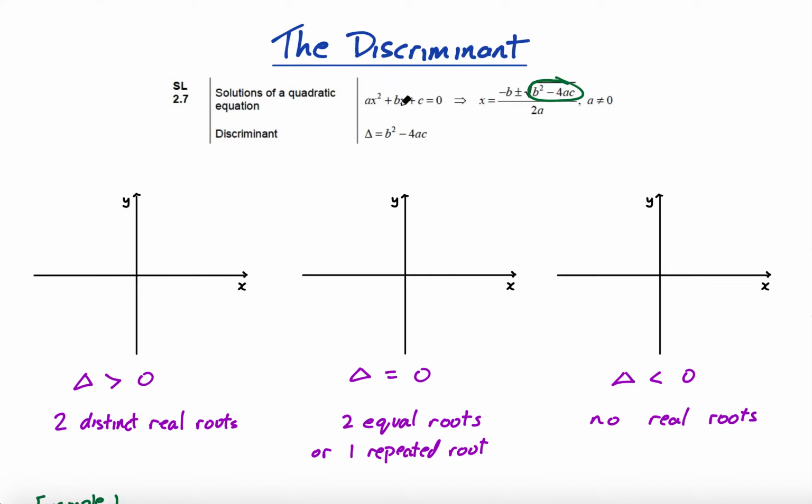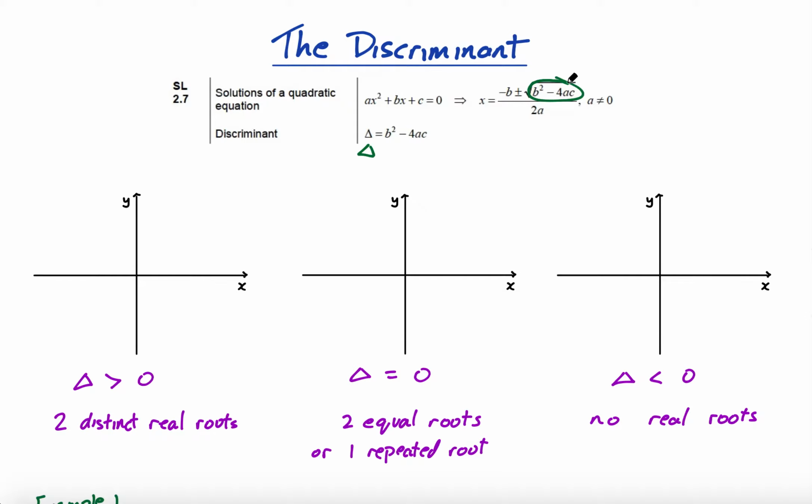And it is denoted using capital delta, which is basically just a triangle like this, and it is b squared minus 4ac. Now, what we use it for is to decide how many roots the quadratic function has, or how many solutions to the quadratic equation. And the reason we can use the discriminant, where it comes from, is this quadratic formula. So imagine, like this is in the square root here.